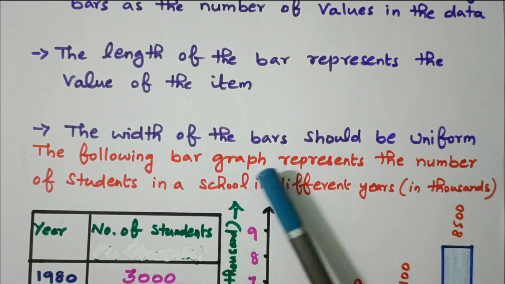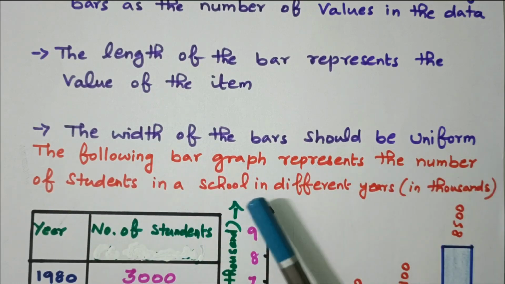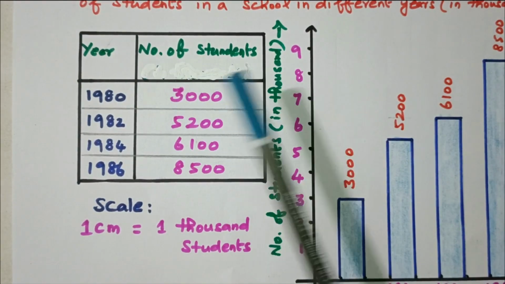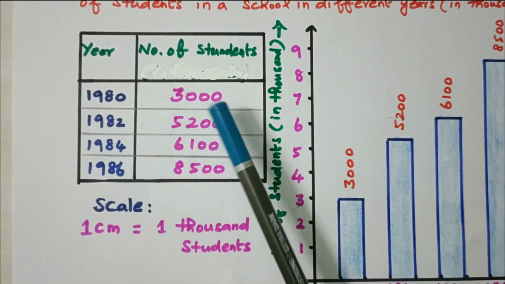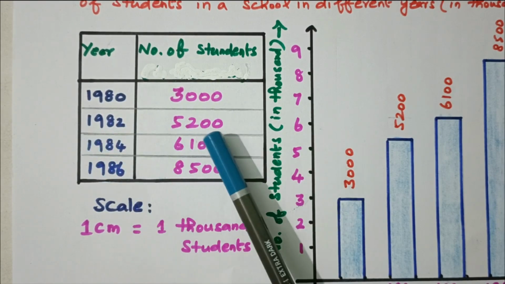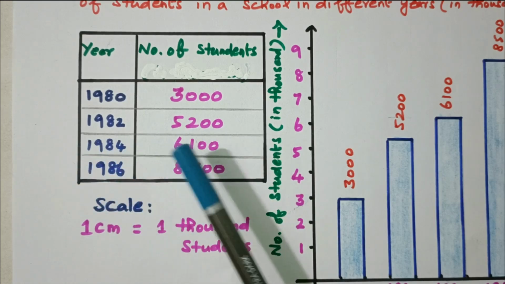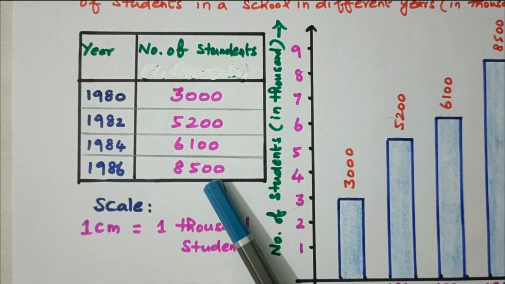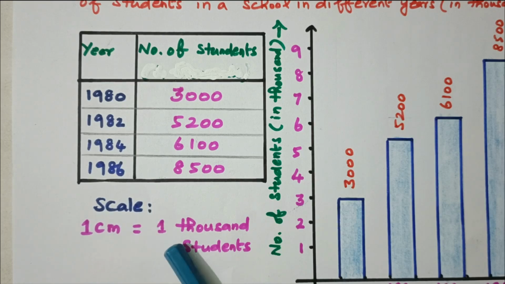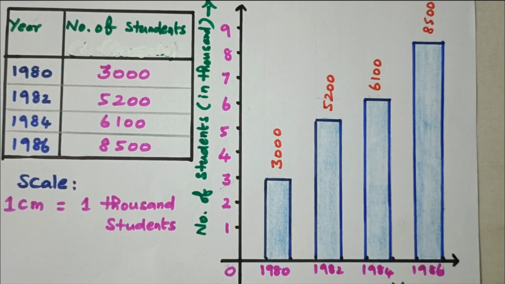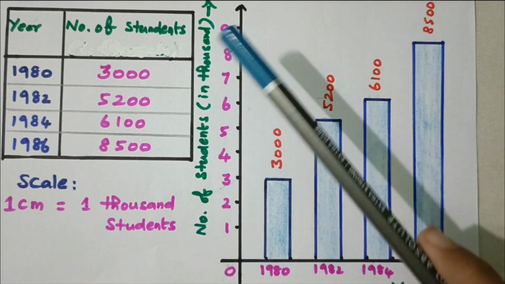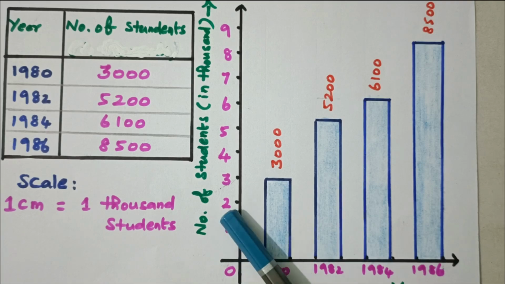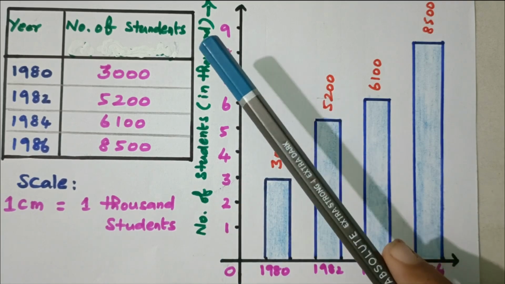The following bar graph represents the number of students in a school in different years in thousands. Here, the number of students in 1980 is 3000, in 1982 it is 5200, in 1984 it is 6100, and in 1986 it is 8500 students. Scale: 1 centimeter equals 1000 students. The X-axis represents years, and the Y-axis represents the number of students in thousands. 1 represents 1000, 2 represents 2000, and like that, 9 represents 9000.